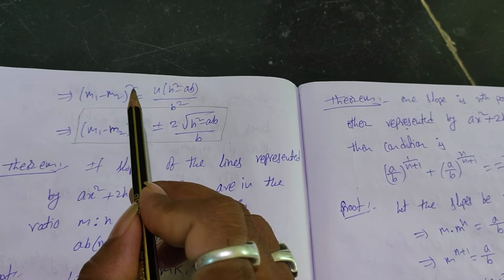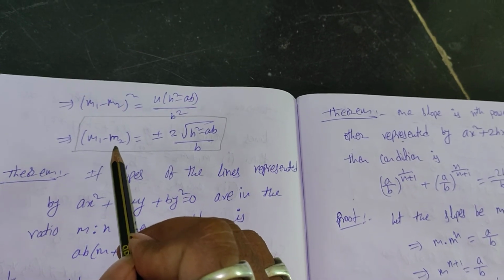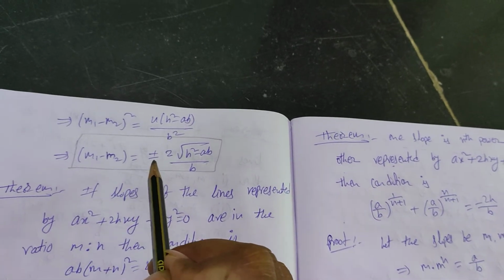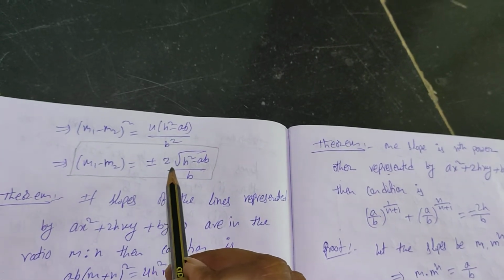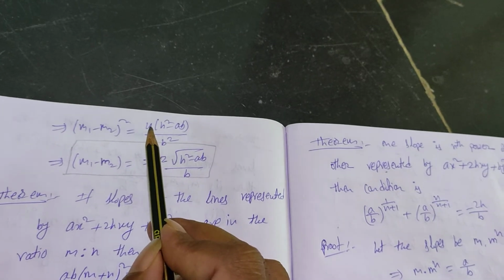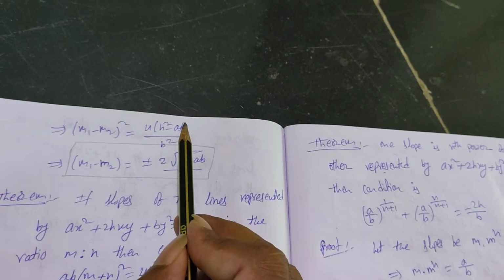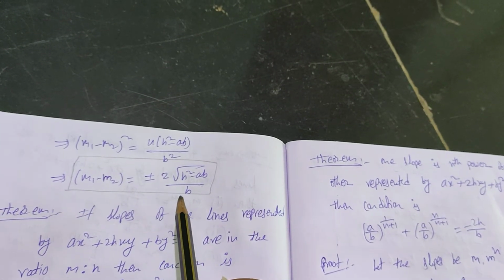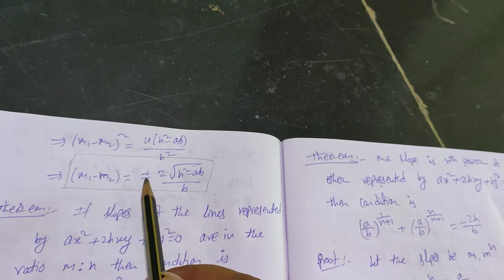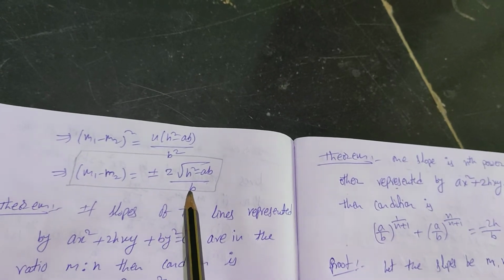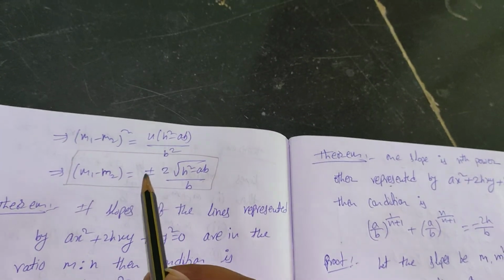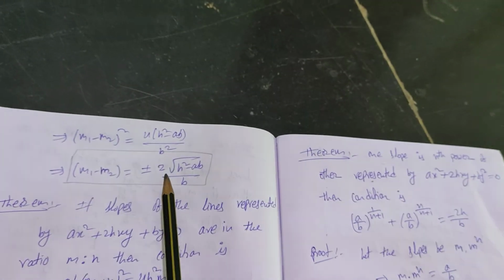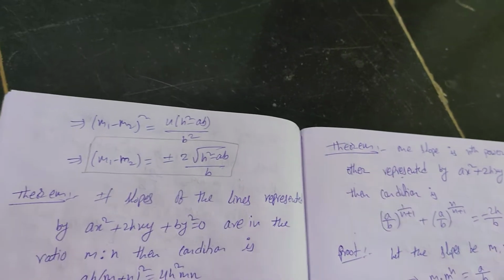So that means if you don't want this square, if you want to write m1 minus m2 without this square, you have to write plus or minus. That is equal to plus or minus 2 into root over h square minus ab by root over b square, since root 4 is nothing but 2. Root over b square is nothing but mod b. If you write plus or minus here, no need to write mod b, so just write b. If you don't want to write plus or minus here, keep the modulus. So m1 minus m2 is equal to plus or minus 2 into root over h square minus ab by b.